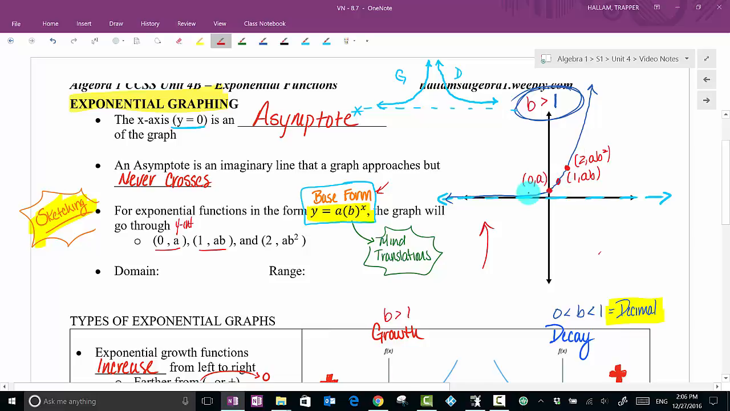You know that in some fashion you're going to be increasing or decreasing out of these points, and they're going to get infinitely close to the asymptote. So these are great for sketching, okay? Let's talk quickly about domain and range, and then we'll talk about the difference between growth and decay.